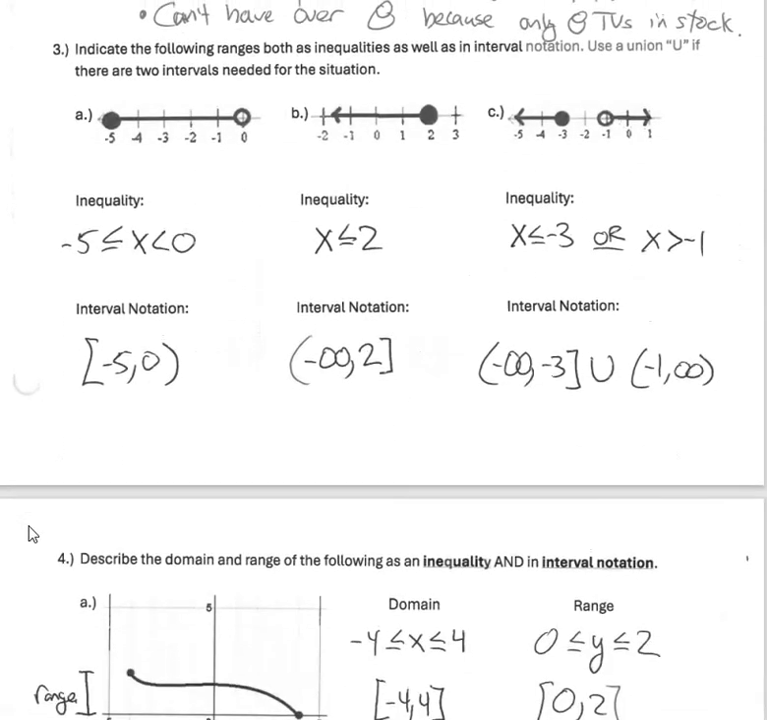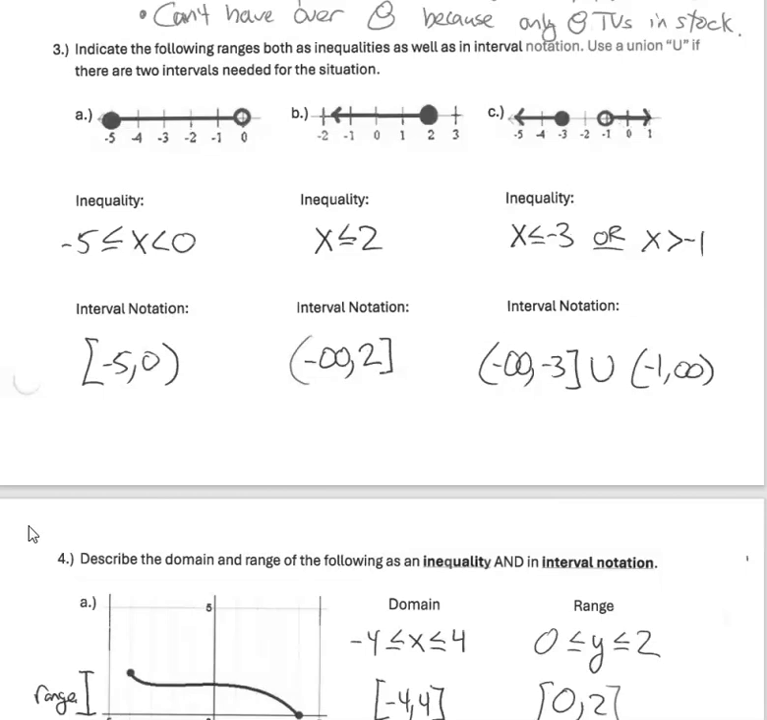You can see my answers for number 3. You're going from -5 inclusive to 0. You can see how I did that as an inequality with the less than or equal to, meaning X is greater than or equal to -5 and less than 0. And you can see the interval notation saying inclusive -5 all the way to 0. And 0 is not going to be inclusive because it is an open dot.